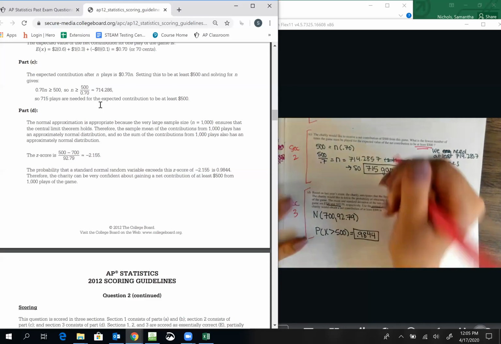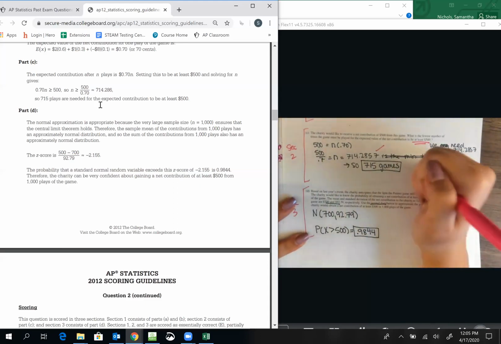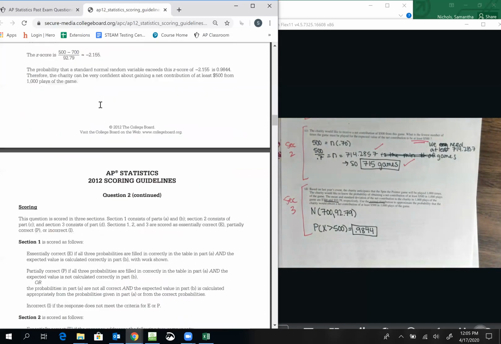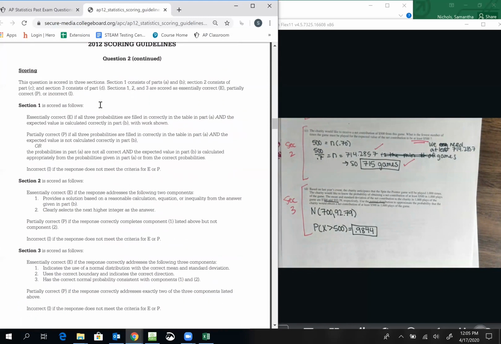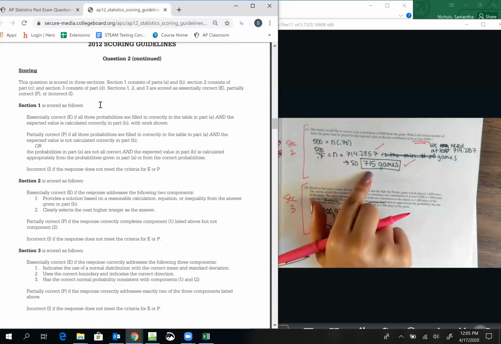So if you have a reasonable calculation like I do here, and then you've also clearly rounded up. So if you only have component 1 but not component 2, that's a partially correct.